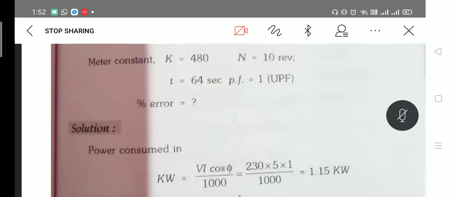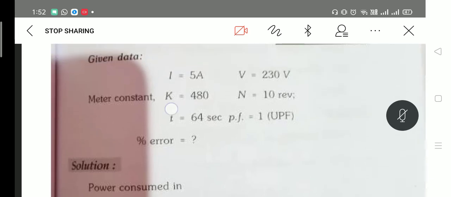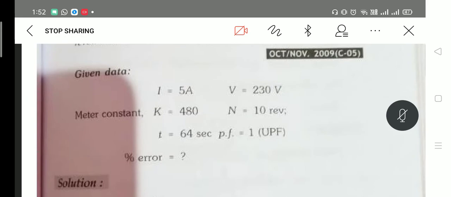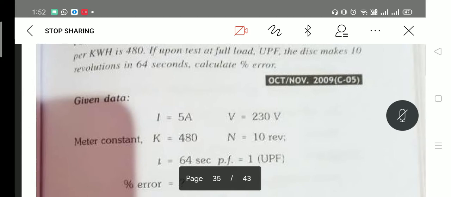Why are we finding these values? You have doubt, no? We know the meter constant value 480. But he is given one more value, 10 revolutions for 64 seconds. We can find the meter constant for these values also. Then we have to find the percentage error for both the values. We can find another meter constant value, no? From both the values, whatever the error is there, that value we can find.